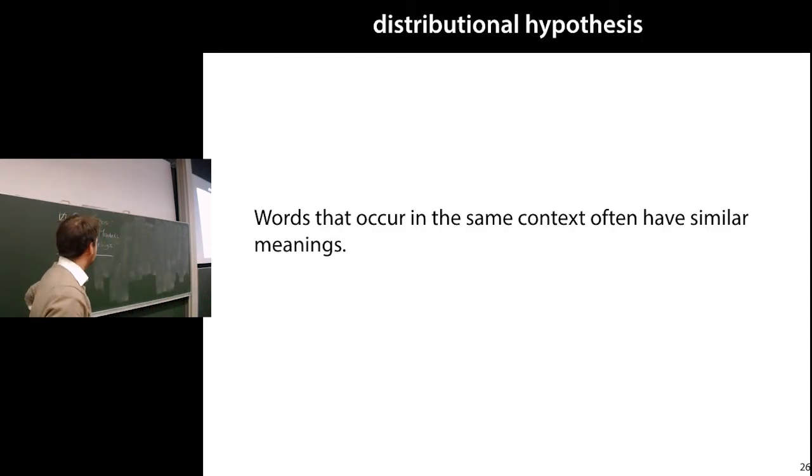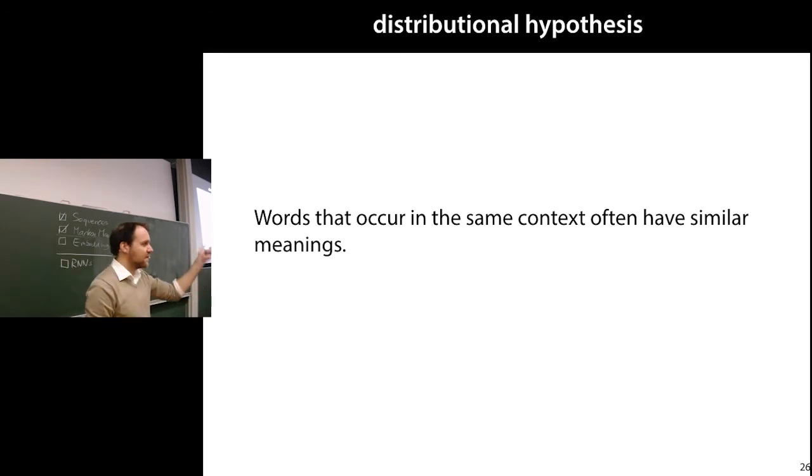Embeddings, specifically the embedding method we're going to talk about called Word2Vec, is based on the distributional hypothesis, which states this: words that occur in the same context often have similar meanings. Basically, if you have a word and you determine a probability distribution on the words that surround it, how likely is each word to be near this given word, that distribution is a proxy for its meaning.